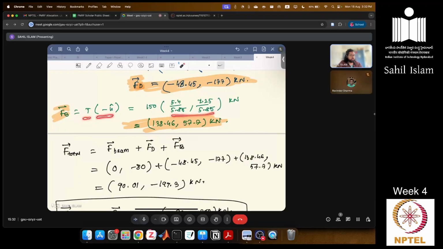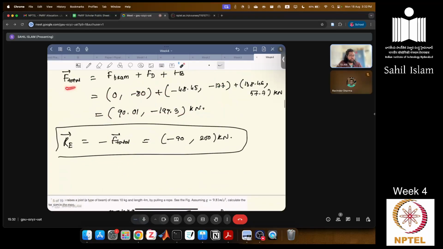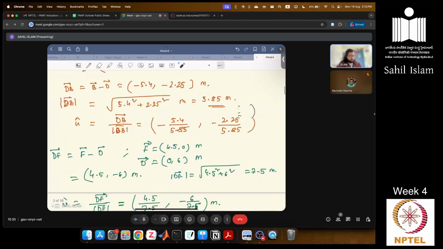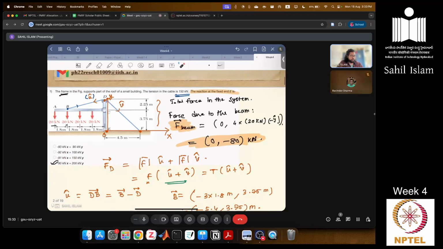So we already found u cap, so we found this. Now the total force is this beam force, the force at the point D, and the force at the point B. So we added everything and we find this. So the reaction will be negative of this, so minus 90 comma 200 kilonewton, and this is the answer.